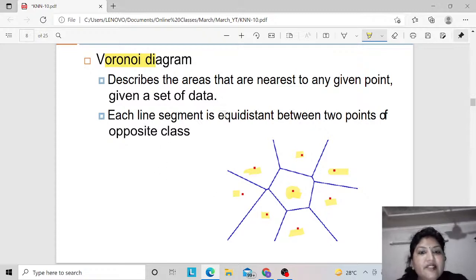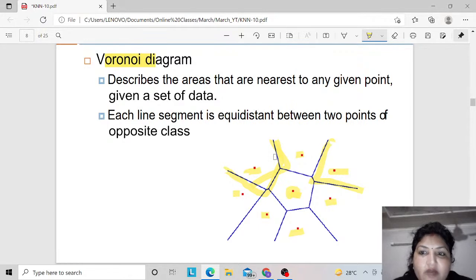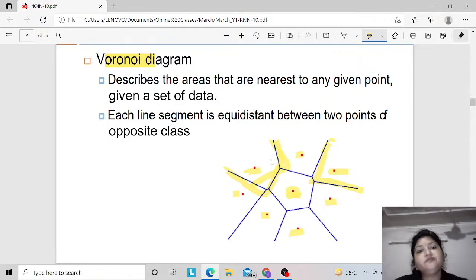Each line segment is equidistant between two points of opposite classes, right? So that would be like you are making these lines like this. So we make an equidistance between two points of opposite classes, right?